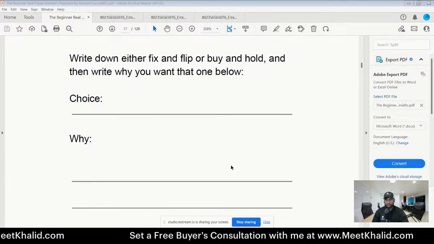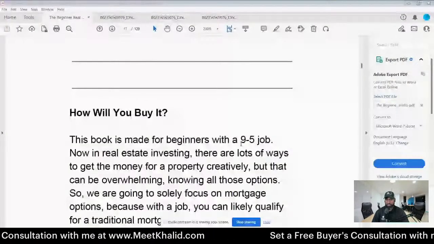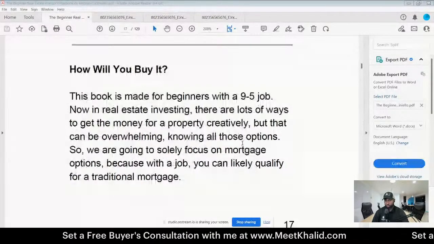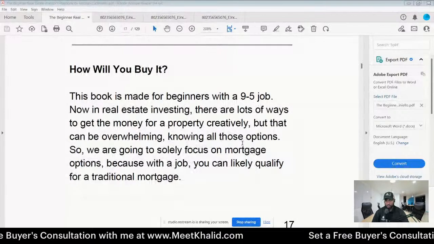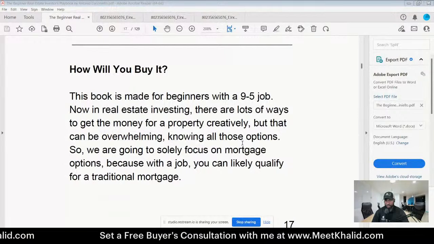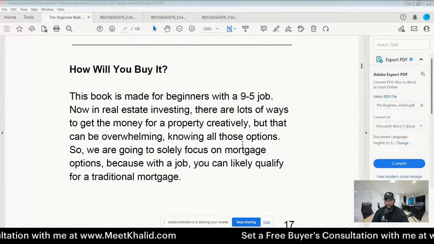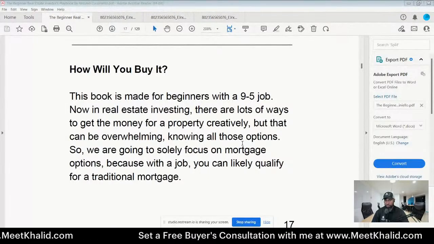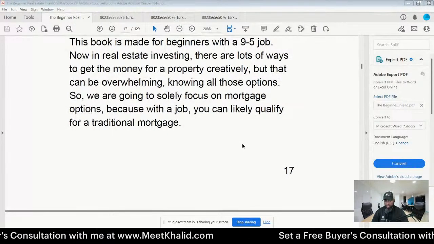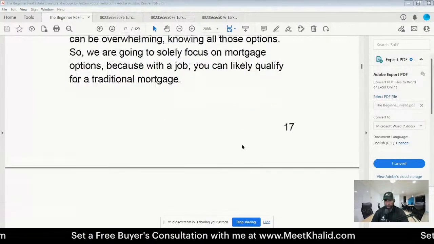All right, so it says, how will you buy it? The author says this book is made for people with a 9 to 5 job. Now, in real estate investing, there are a lot of ways to get the money for the property. All those options, so we are going to solely focus on mortgage options, because with a job you can highly qualify for a traditional mortgage. And that's true. Mortgages love jobs. If you have a job, then the banks love you.